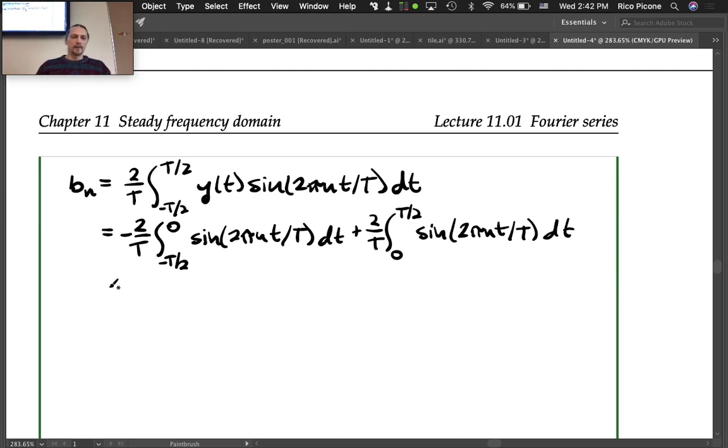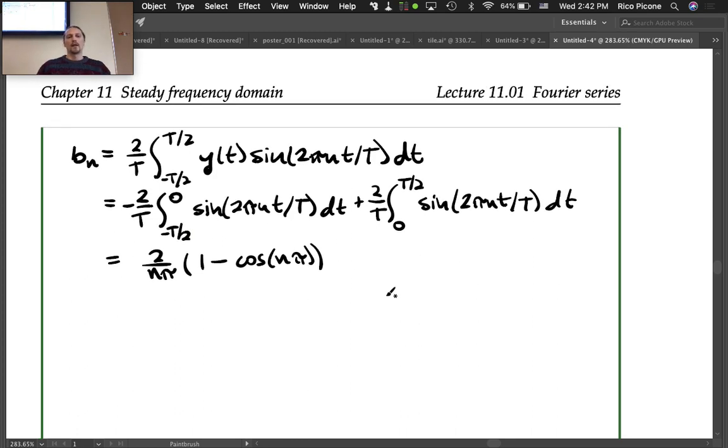Okay, so this time we don't have that same situation, because these integrals actually are equal but have opposite signs. So it's pretty easy to compute each integral, and we end up with 2 over n pi times 1 minus cosine of n pi, which is one way to represent Bn.